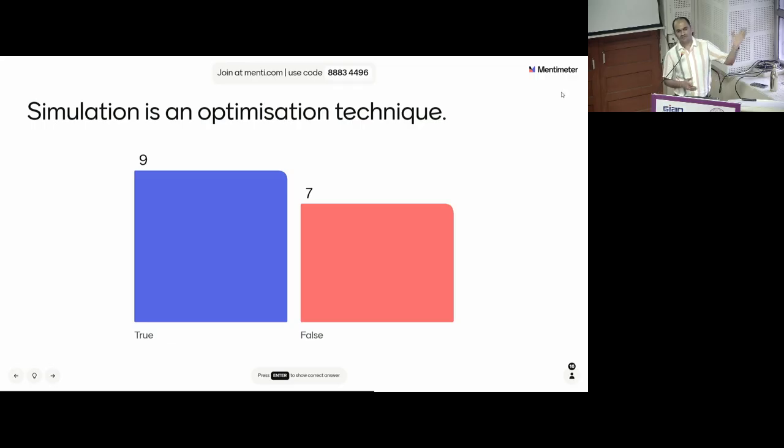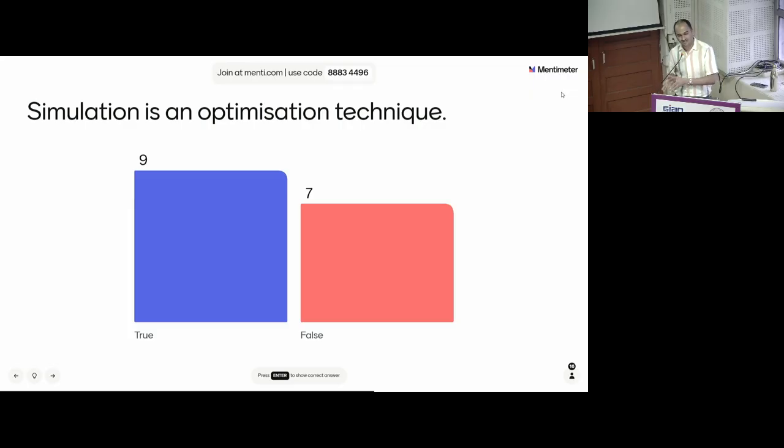But what happens if you take the example of an airport? You have multiple counters, 20, 30, 40 counters are there. How many lines are there, we don't know. Can you do the manual calculation there? No, you cannot use optimization there. Then what do you need?